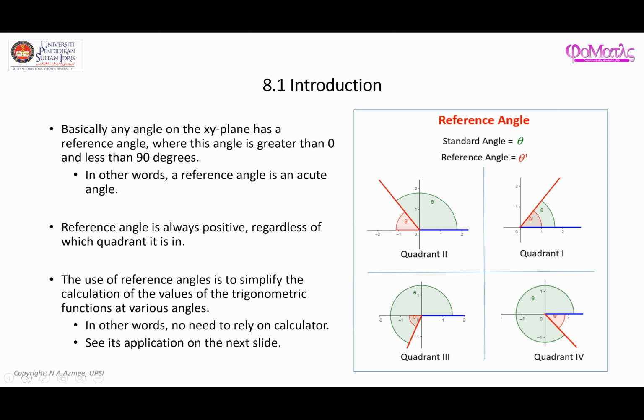Alright, next, let's talk about the idea of reference angle. So basically, any angle on the xy plane has a reference angle. The reference angle is greater than 0 but less than 90 degrees. So in other words, a reference angle is an acute angle. Now, reference angle is always positive. That means you are looking at this direction, the positive, the counter clockwise rotation, regardless of which quadrant it is in.